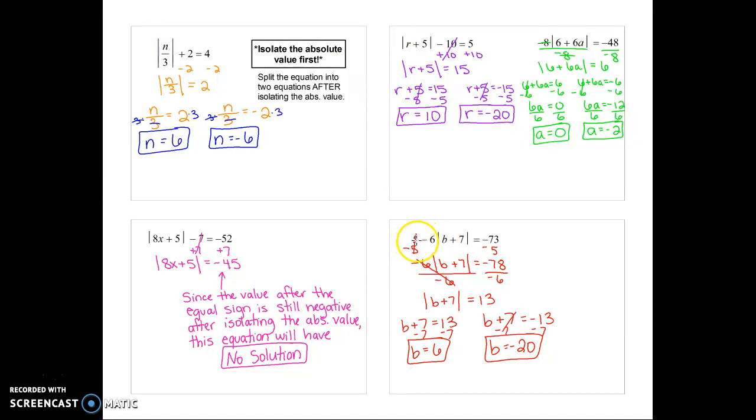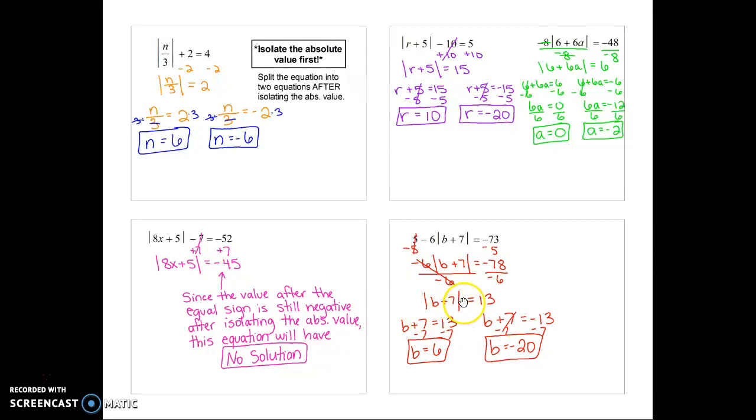The first thing we have to do is move this 5 to the other side by subtracting it. It was a +5. You need to subtract it to the other side. -73 minus 5 is -78. Now you can deal with that -6. We have to divide to move it to the other side. We get the absolute value of b plus 7 equals, this division is going to turn this into a +13, which means because I have an absolute value equal to a positive, I can split this into two equations.